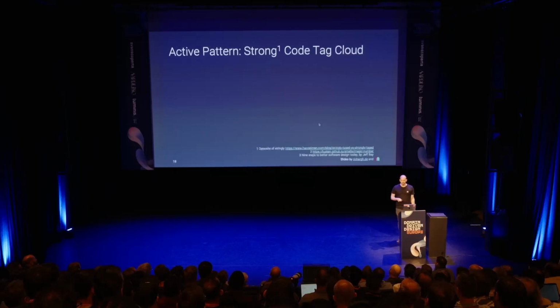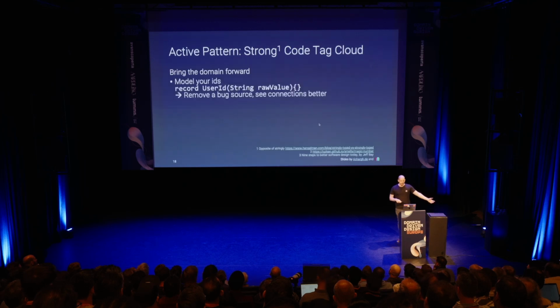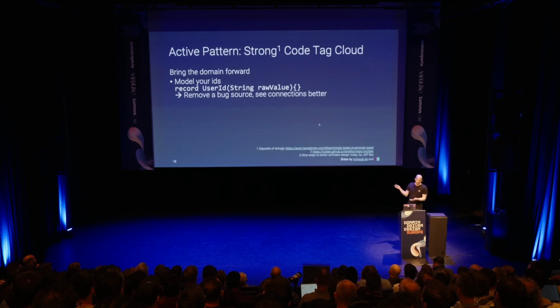Nevertheless, you look at this and you're like, oh, this could be much richer. Here's some active patterns to get towards strong code tag clouds. In the end, we bring the domain forward. We can model our IDs, which is a very, very simple thing. You just use a record or whatever. You can do this in TypeScript, by the way. It's called branding, if you want to use it.